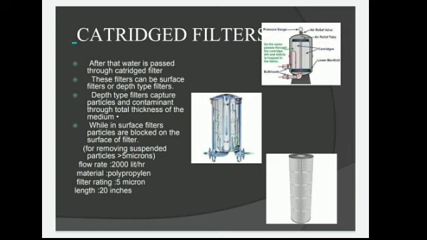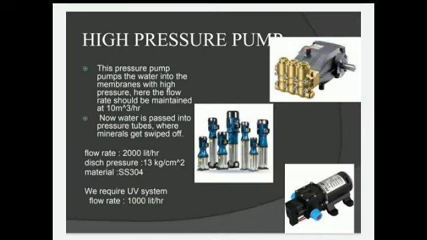For removing suspended particles greater than 5 microns, flow rate, 2000 liters per hour. Material, polypropylene. Filter rating, 5 micron. Length, 20 inches. High pressure pump. This pressure pump pumps the water into the membranes with high pressure. Here the flow rate should be maintained at 10 cubic meters per hour.